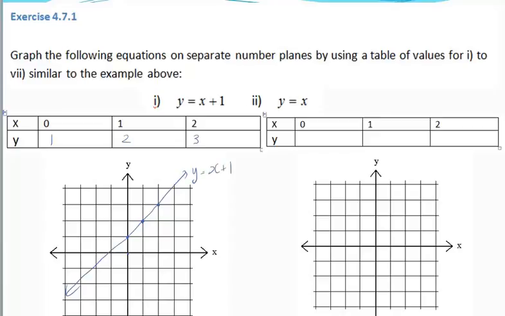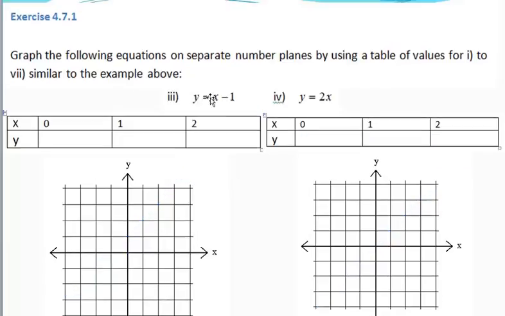When y is equal to x, when x is 0, y is 0. When x is 1, y is 1. When x is 2, y is 2. So we plot our first point when x is 0 and y is 0. When x is 1, y is also 1. When x is 2, y is also 2. We connect our dots and we can draw our line. So y is equal to x.